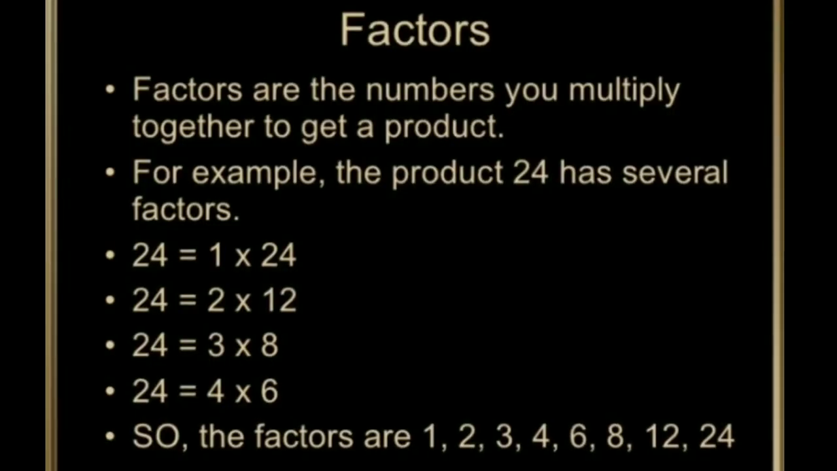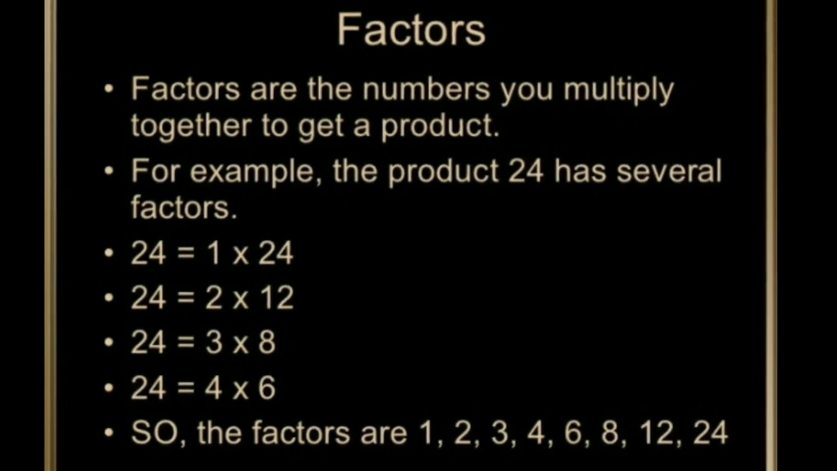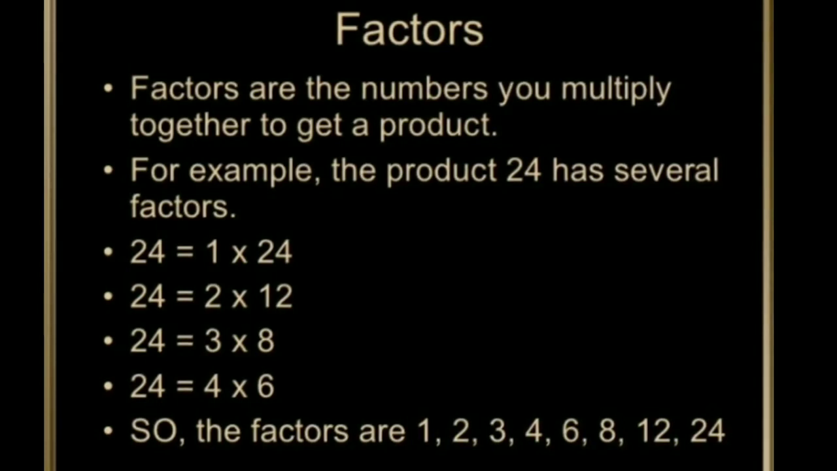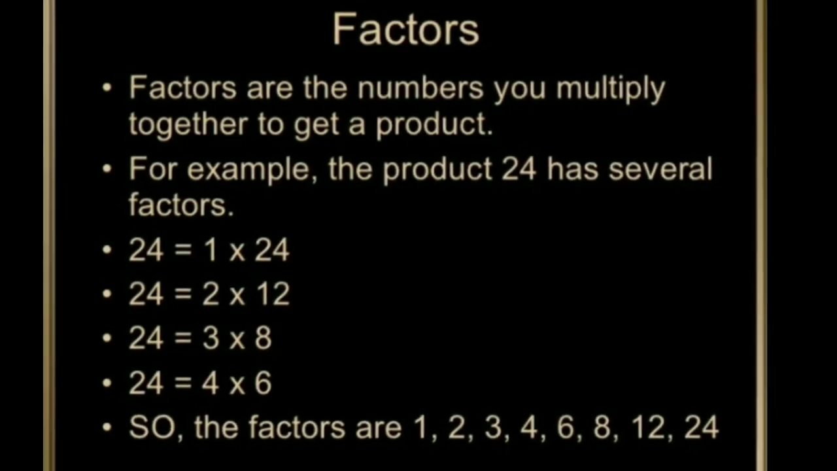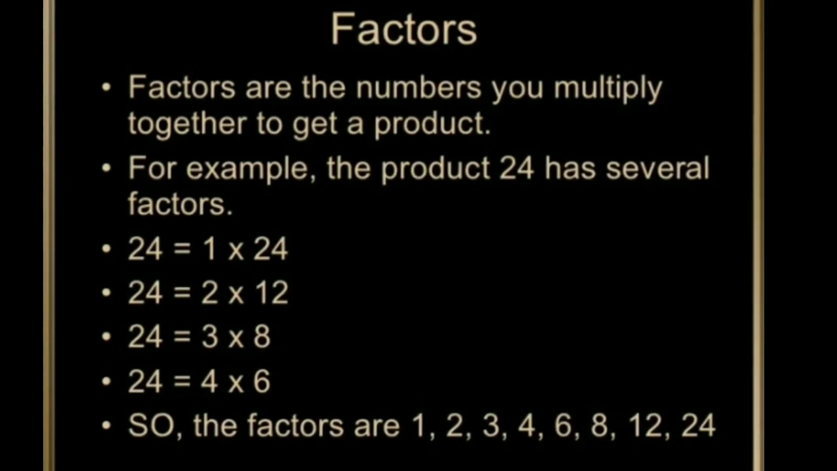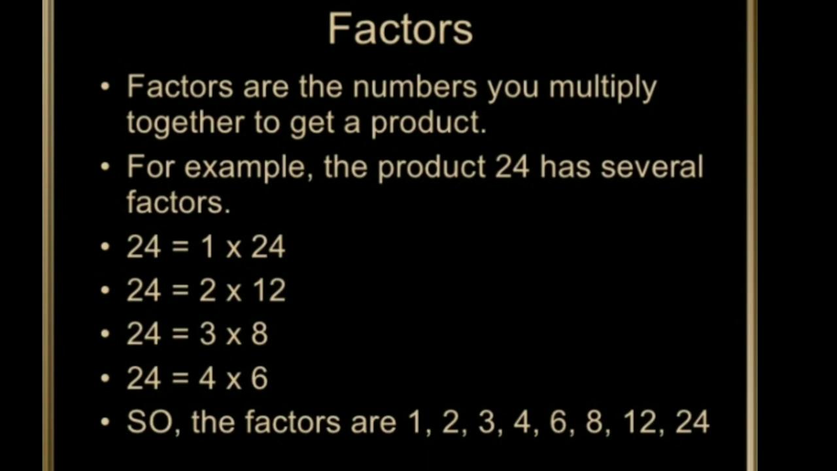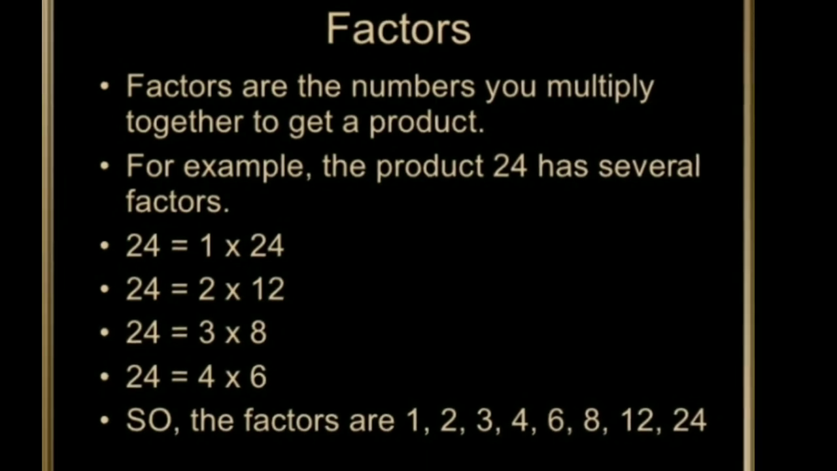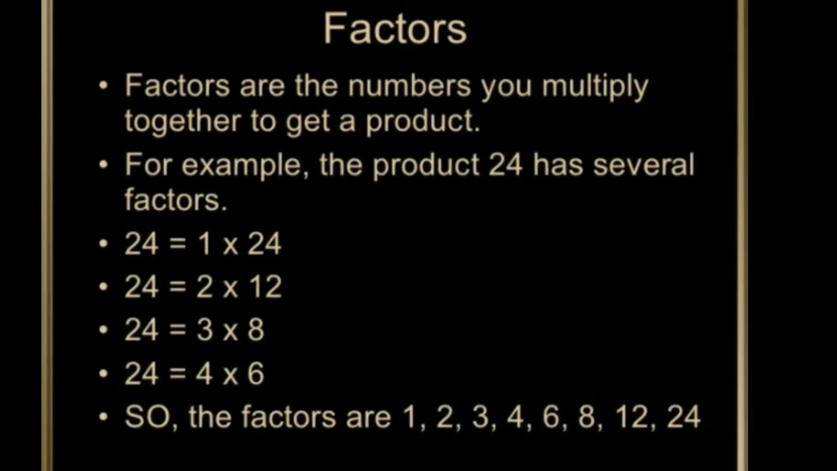As you already know, factors are the numbers you multiply together to get a product. For example, the product 24 has several factors: 24 is equal to 1 into 24, 24 is equal to 2 into 12, 24 is equal to 3 into 8, 24 is equal to 4 into 6. So the factors are 1, 2, 3, 4, 6, 8, 12 and 24. But the question arises here, how do you find the factors?